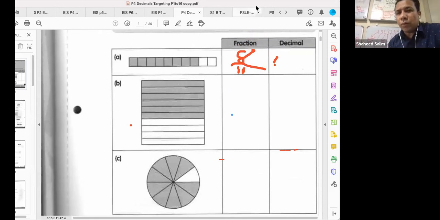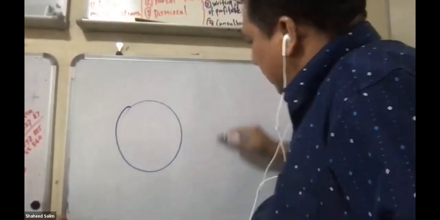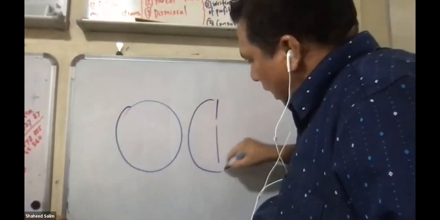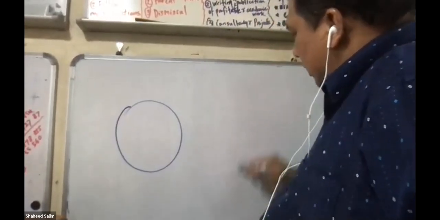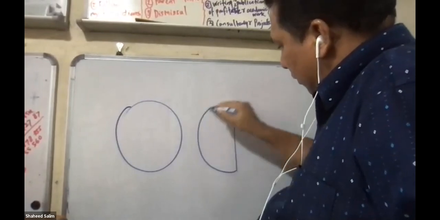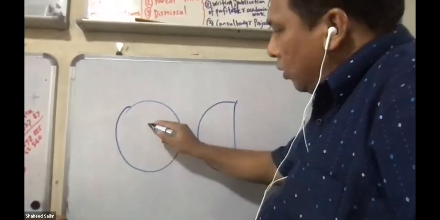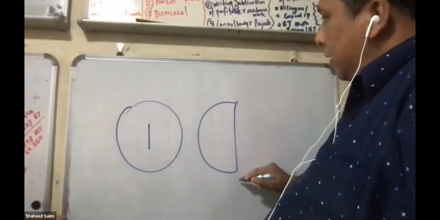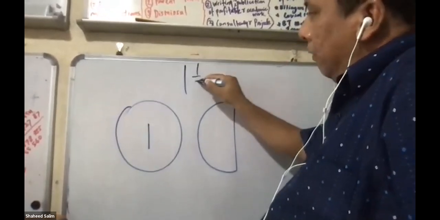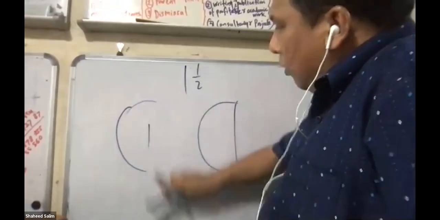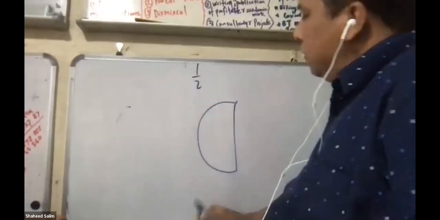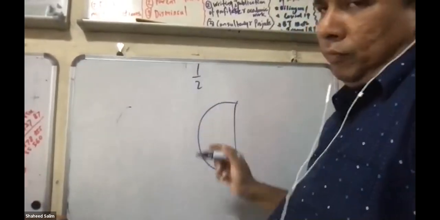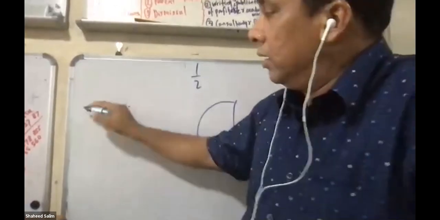Okay, now why 0? I'll show you now. Down here, I have a pizza. This pizza, then I got another half down here. This one is 1 whole. This is half, right? So it becomes 1.5. But if I remove this one, I don't even have 1 whole. It's only half.